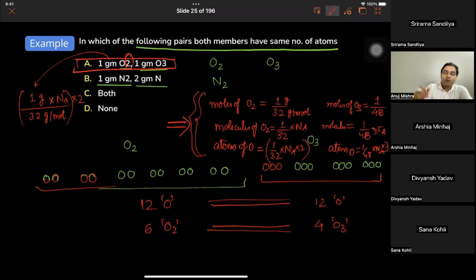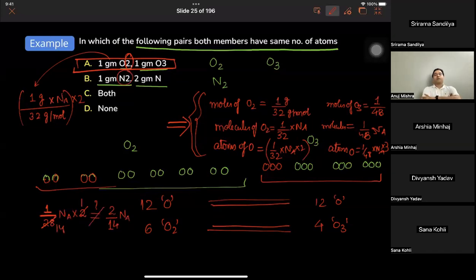Yes, sir. So see, 1 gram of N2, let's try. 1 gram of N2 is 1 divided by, what is molecular weight of N2? 14 is atomic weight, so 28, correct? These many moles of what? Nitrogen into Na will be molecules of nitrogen. Each molecule carries how many atoms of nitrogen? Into 2. 2 grams nitrogen is 2 divided by 14 directly. How many atoms? Into Na. Are these numbers same? Check. Is it same? So if you solve it, it is 1 by 14. The other is 2 by 14. So they are not same. Understand?